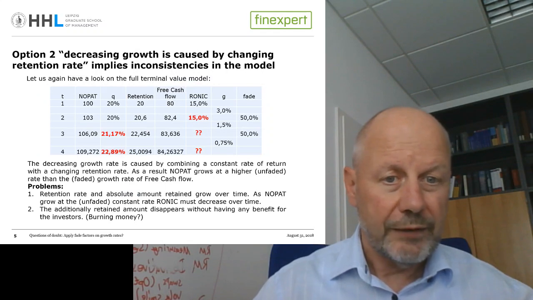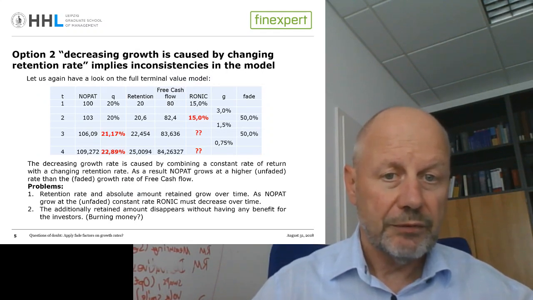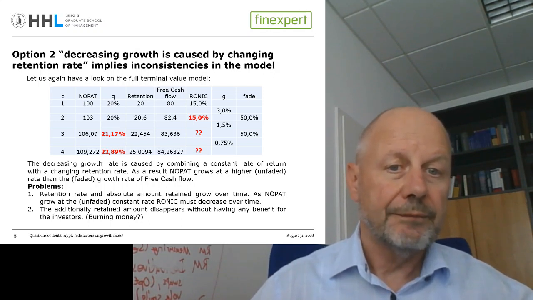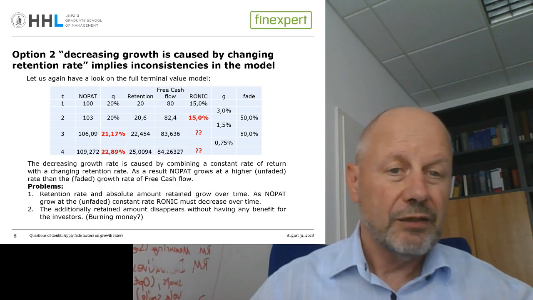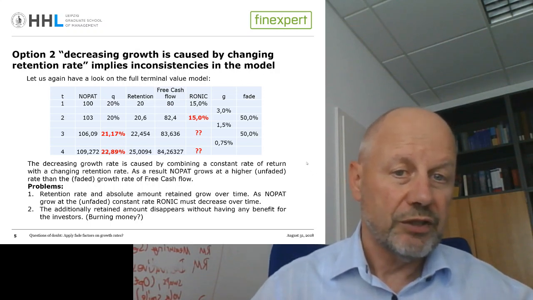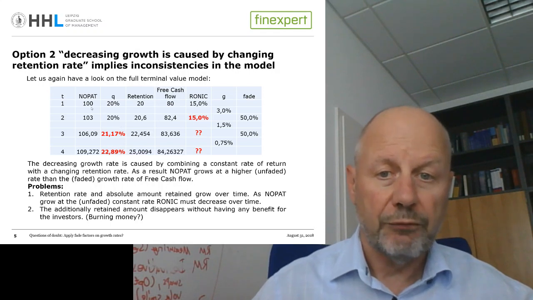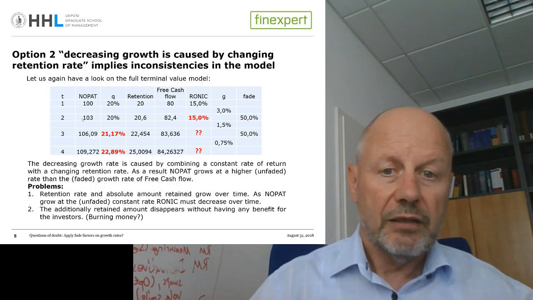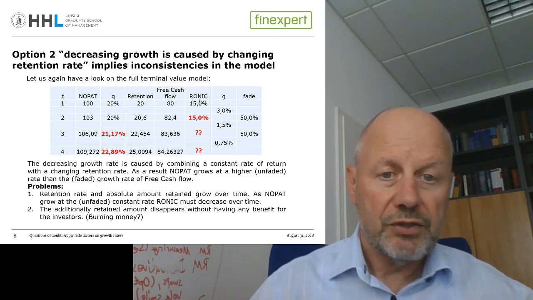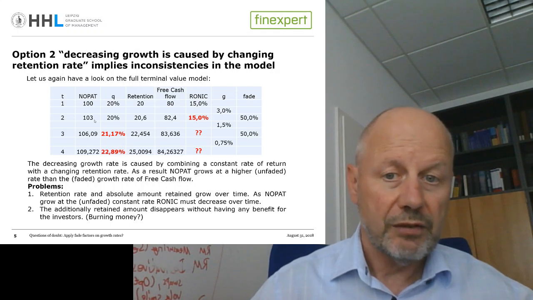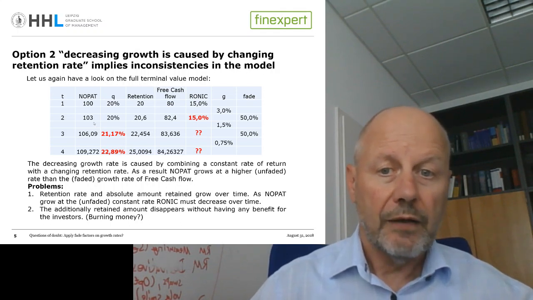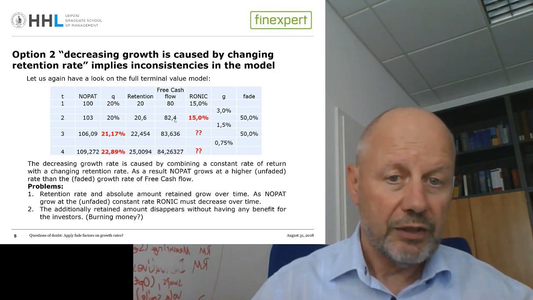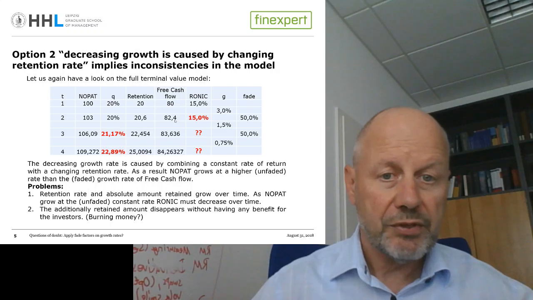The second way to look at this is the other way around. We assume that the RONIC stays constant and the decline of our growth rate is caused by a change in the retention rate. So again, we look at our full terminal value calculus here. In the first period, nothing changes. Here in the second period, we still earn by definition 15%. So our NOPAT is still growing by 3% from 100 to 103. And in the first year, our free cash flow is also growing by 3%.